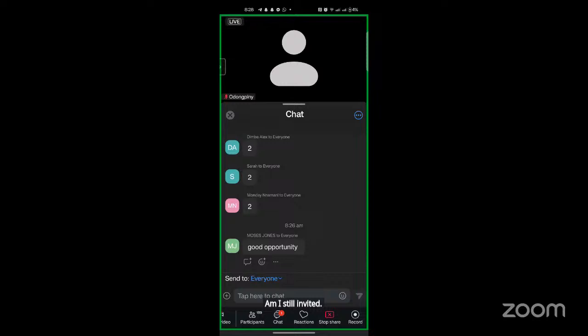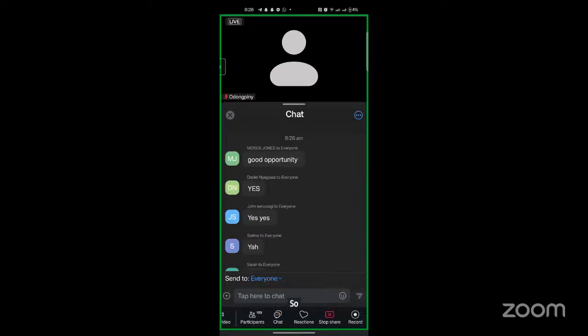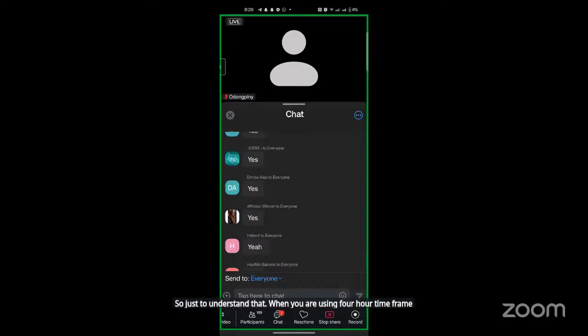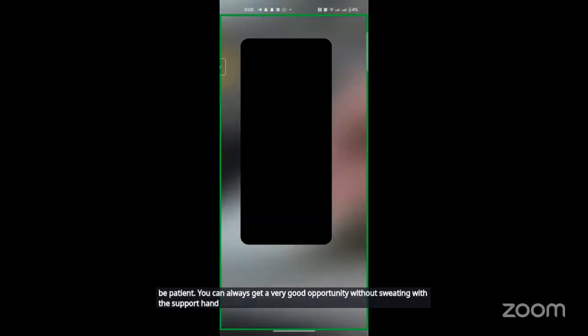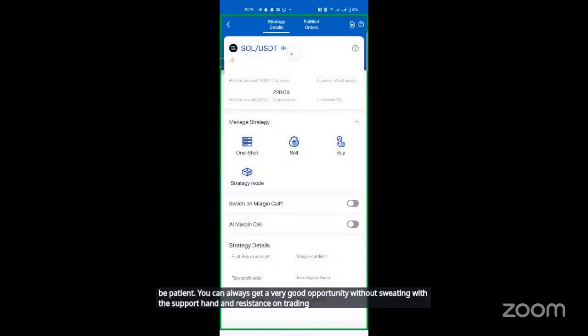Just understand that when you are using the 4-hour time frame and you can be patient, you can always get a very good opportunity without sweating, with support and resistance in trading. So you open your coin.